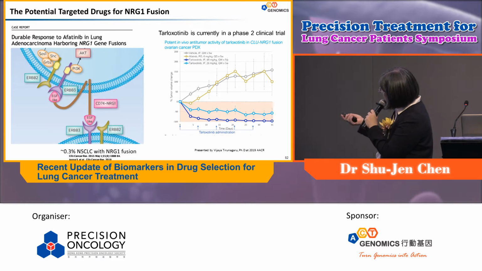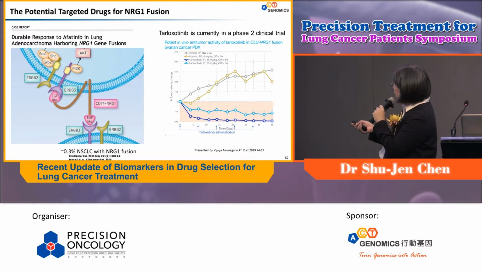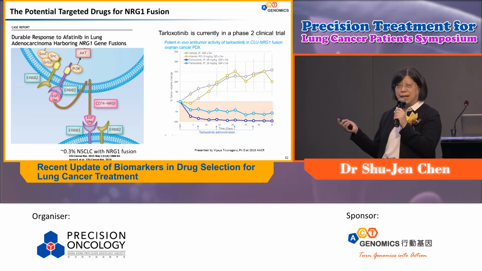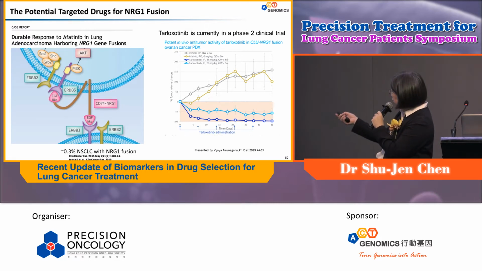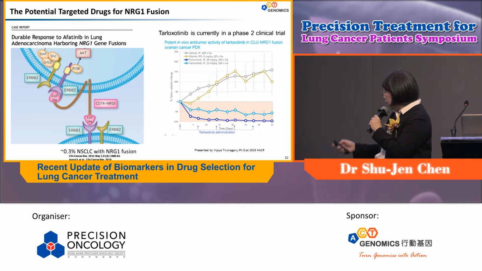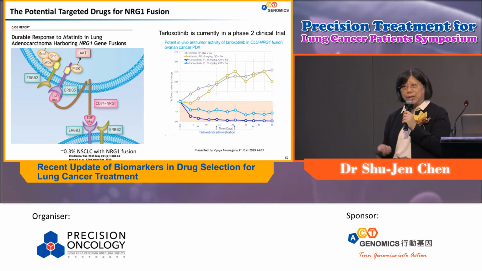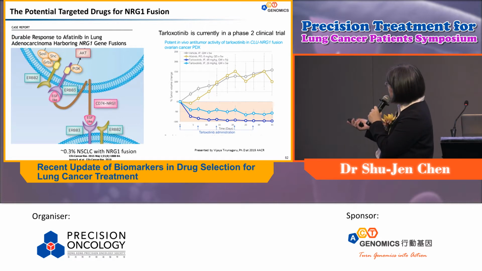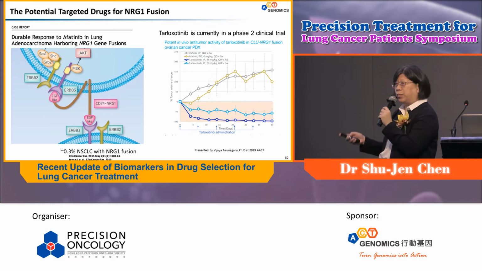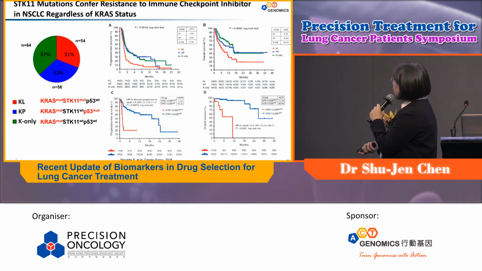Another potential drug target is NRG1. But this is not the drug target itself. This is just a fusion that activates the EGFR, actually the HER3, pathway. With this activation, there is also another drug that can be used to deal with this mutation. So NRG1 fusion will be an additional biomarker to test.